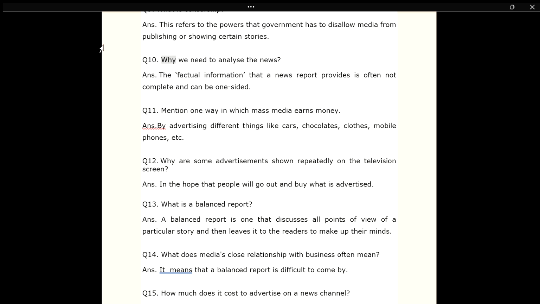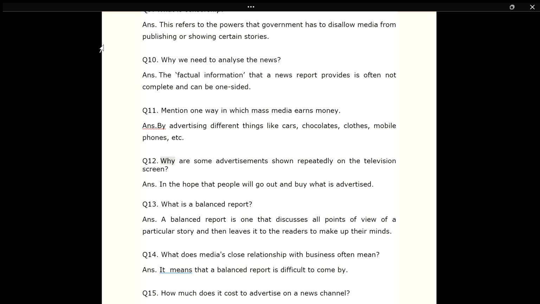Q10. Why we need to analyze the news? Ans. The factual information that a news report provides is often not complete and can be one-sided. Q11. Mention one way in which mass media earns money. Ans. By advertising different things like cars, chocolate, clothes, mobile phones, etc.